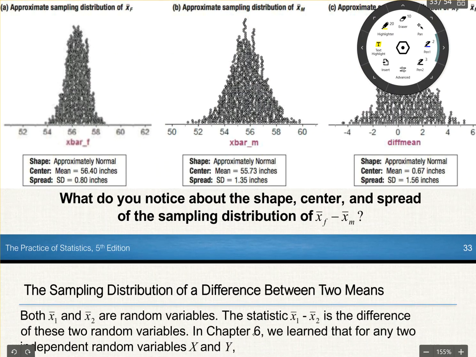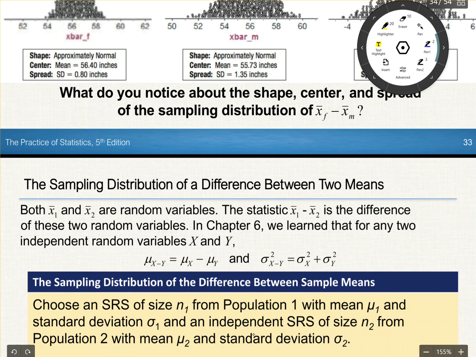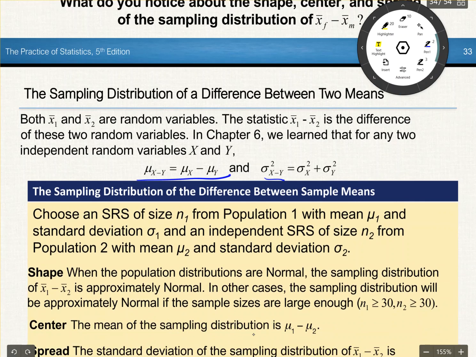But in general, we learned that for any two independent random variables, the mean of the difference is going to be the difference of the means. And when I find the standard deviation, it's just going to be the square root of the sum of the squares of the standard deviations. So same thing we've been dealing with.